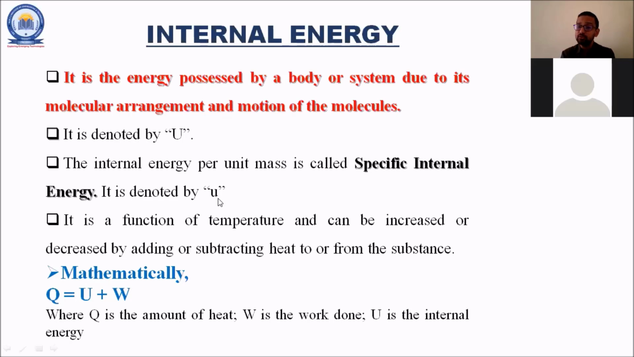Mathematically, for calculating the internal energy of a thermodynamic system, we take the equation Q is equal to U plus W, where Q, you are already aware, is the amount of heat, W is the amount of work done, and U is the internal energy. So these are some basic primary concepts related to internal energy.